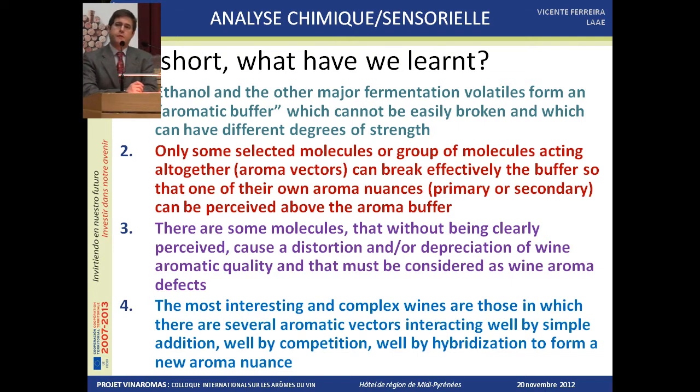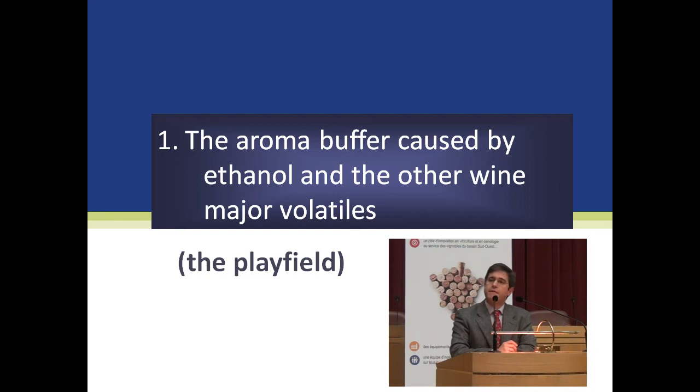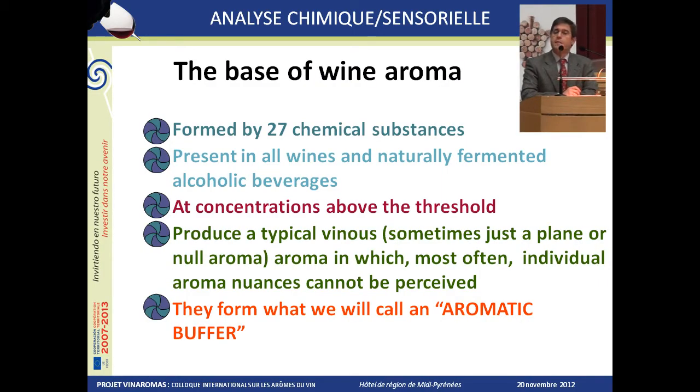So let's go to the first part of this game. This is the play field, the aroma buffer. The base of wine aroma is formed by 27 chemical substances that are present in all wines and naturally fermented beverages, all of them at concentrations well above threshold, and they produce a typical vinous, sometimes just a plain or null aroma, in which most often the individual aroma nuances cannot be perceived. They form what we call an aroma buffer.